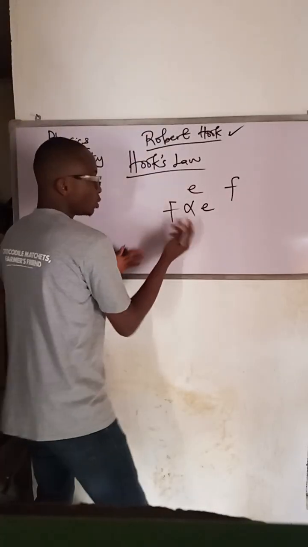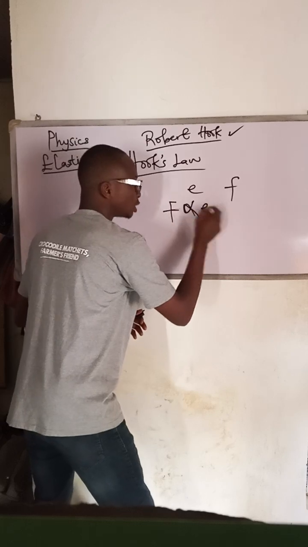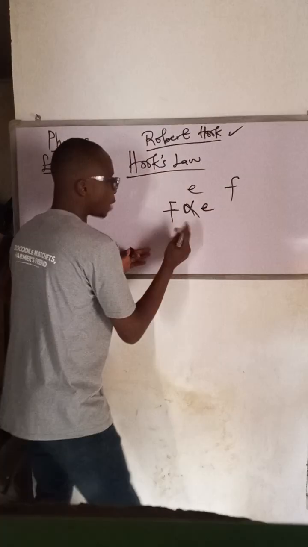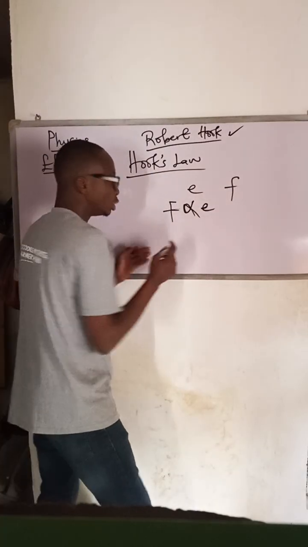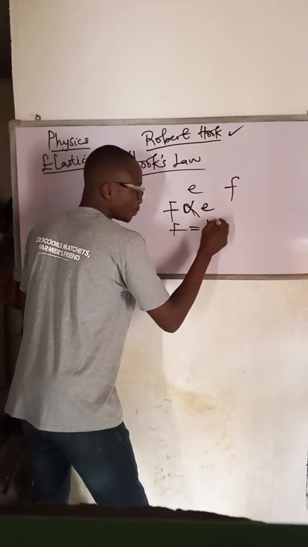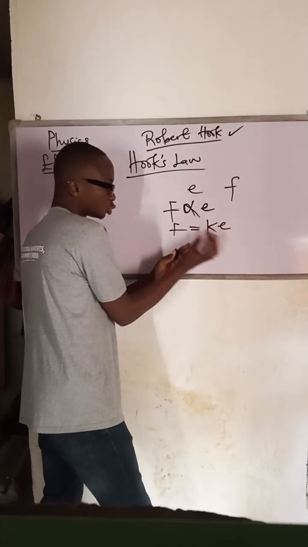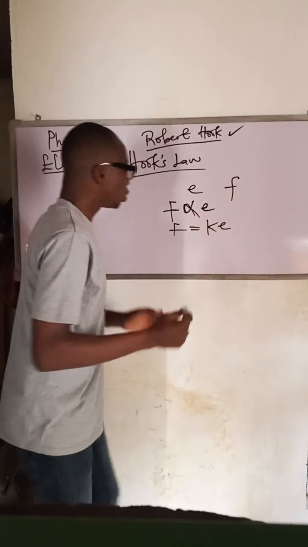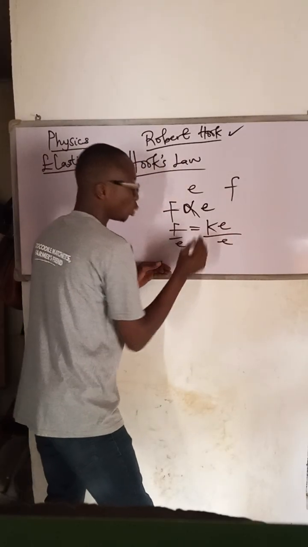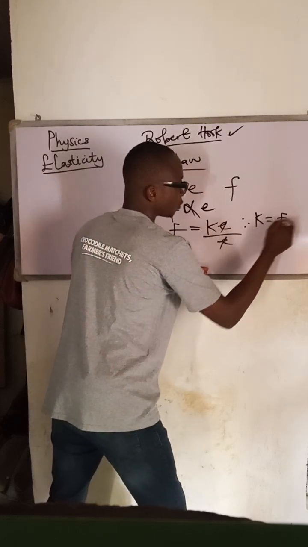Now, we say the force is directly proportional to the extension; this is a sign of proportionality. In variation, a topic in mathematics, if you have this sign, you change this sign to equal to, then you introduce a constant. Then you have F is equal to the constant K times E, because E is already here. Now, we want to make K, which is this constant, the subject of formula. So we divide both sides by E, because we want to make K stand on its own. Therefore, K is equal to F over E.